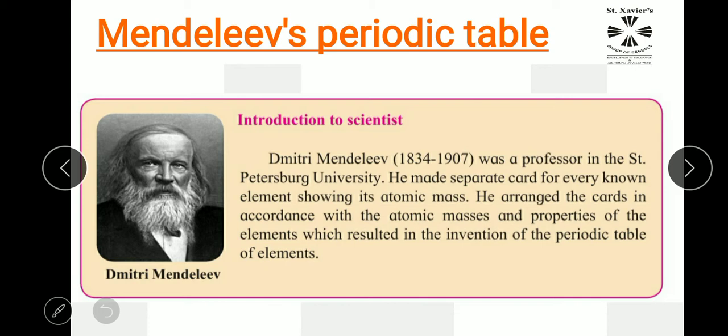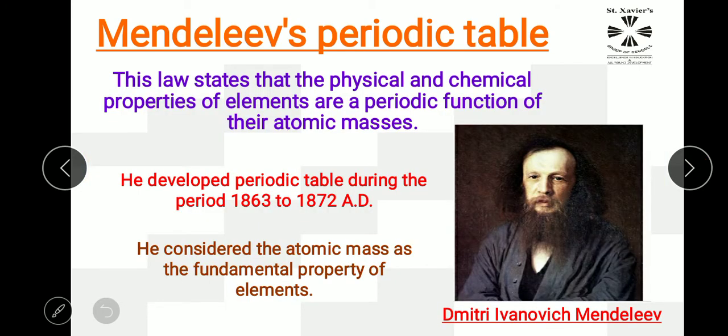What he did, whatever elements were there, for each element he made separate cards, and on those cards he wrote the names, properties and atomic masses, students, and then he arranged the cards in the increasing order of their atomic masses, students.